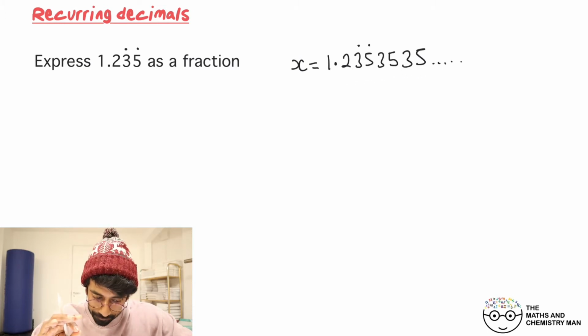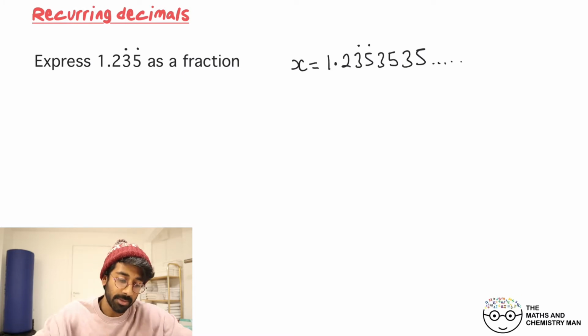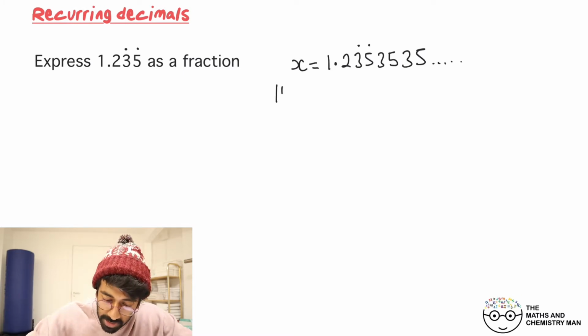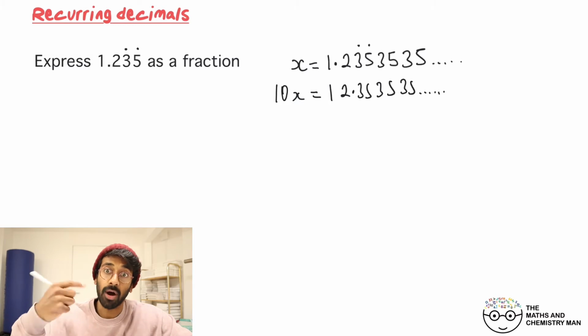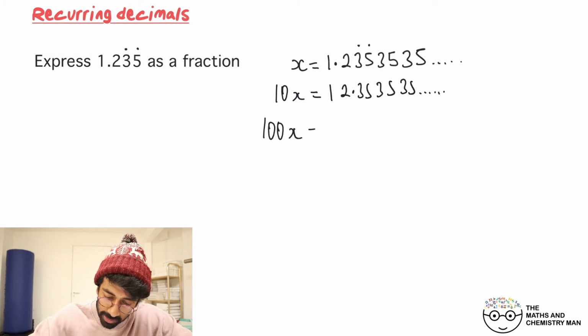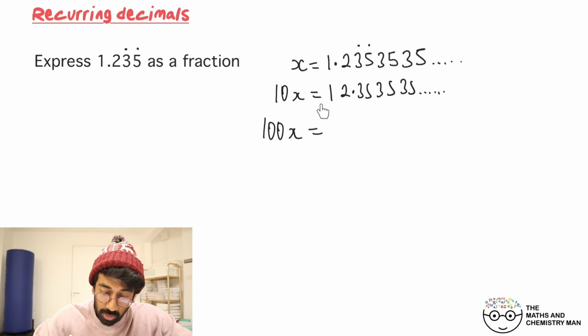Okay? Now, the next thing I'd do is multiply this number by 10. So I'd put 10x, which would be 12 point, and then 3.5, 3.5, 3.5, dot, dot, dot. Then I'll go for 100x. Remember, for 100x, you're not timesing this number by 100, you're timesing x by 100. Or you could times this number by 10, whichever. So I'm going to go back to the original one and times that by 100. So that's going to be 123.535353.